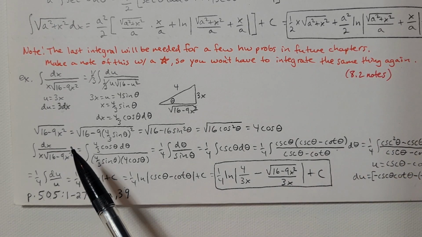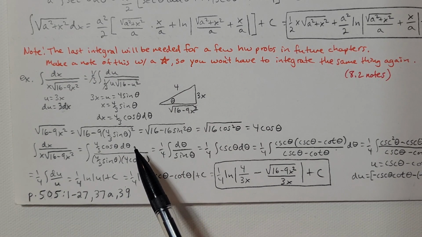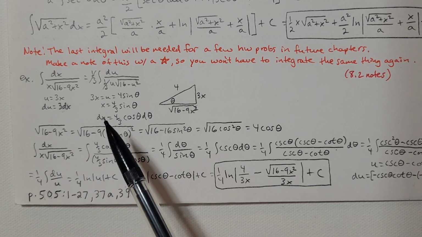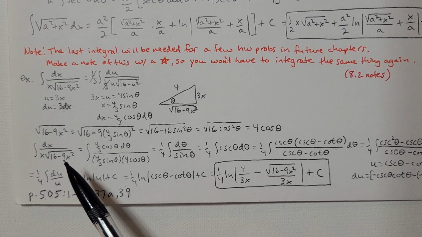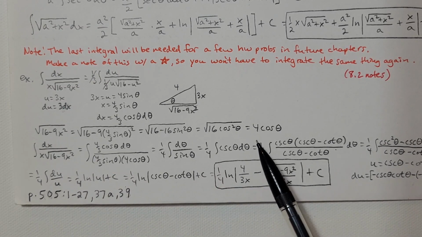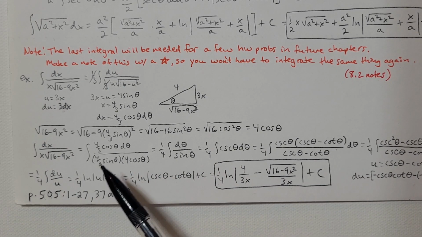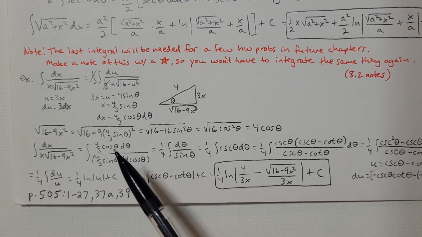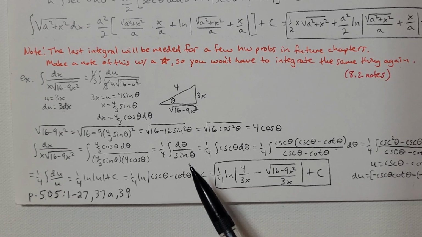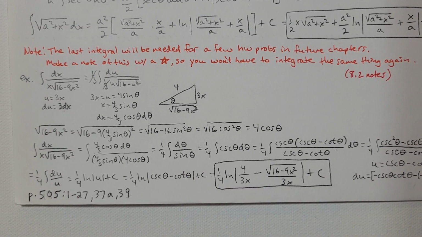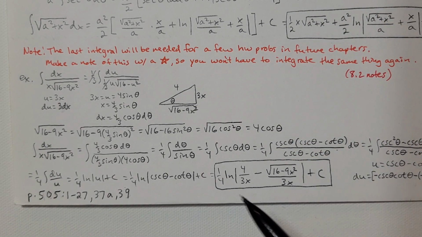So let's see, dx, that is 4/3 cosine theta d theta. X is 4/3 sine theta. And the square root of 16 minus 9x squared, that's 4 cosine theta. Okay? These 4/3 cancel. And these cosine theta terms will cancel. So I got 1/4 times the integral for 1 over sine theta d theta. 1 over sine theta is by definition cosecant theta d theta. Okay, so that's the function that we want to integrate.